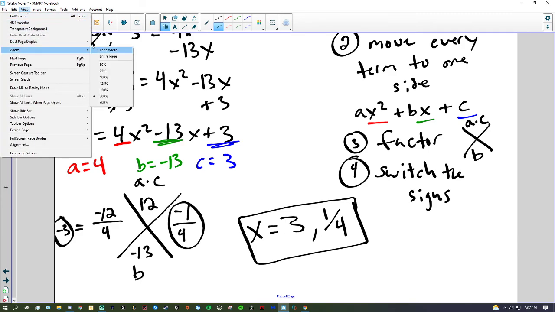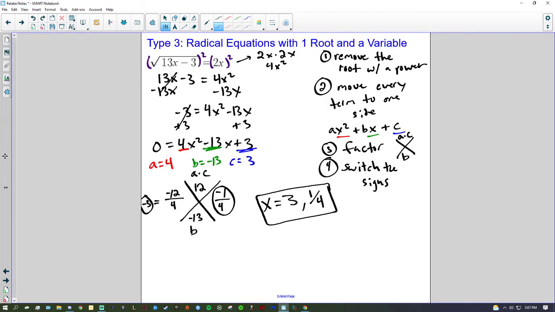to my problem. I will zoom out so you can see the whole problem. Okay, so remove the root with a power, move everything to one side, make sure they're in the right order, factor using your diamond method, and then switch your signs after you've done your diamond method, and those are your solutions to the type 3.